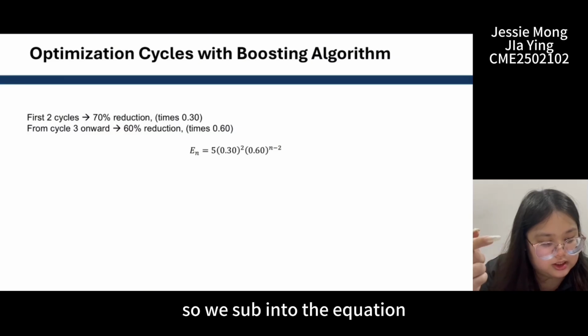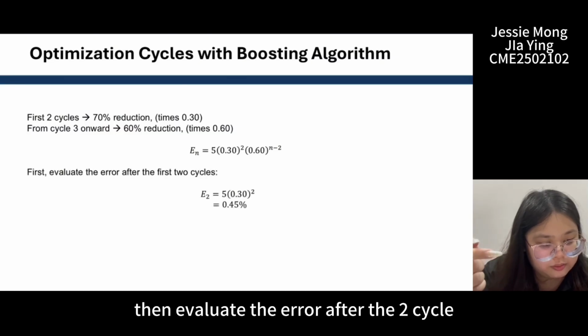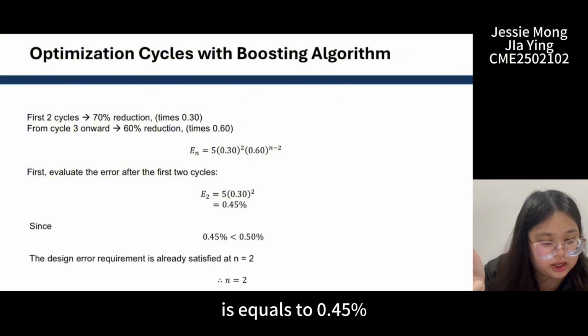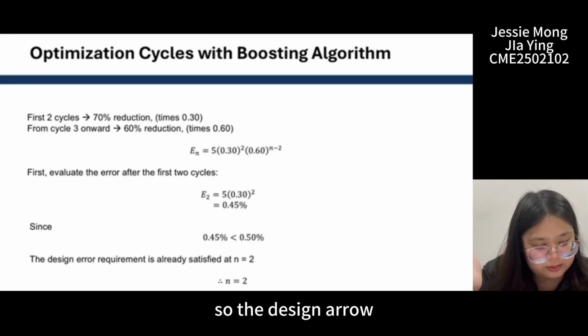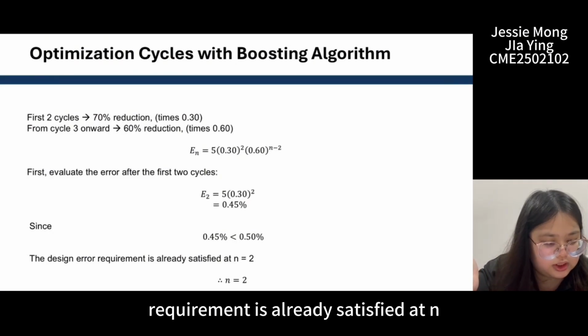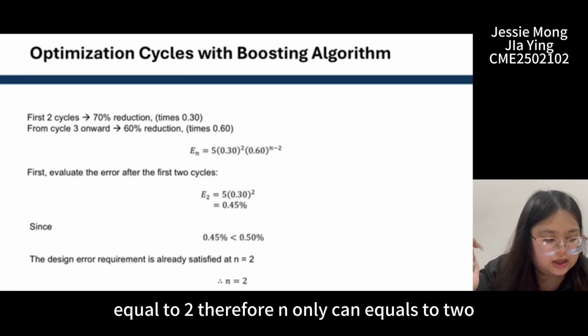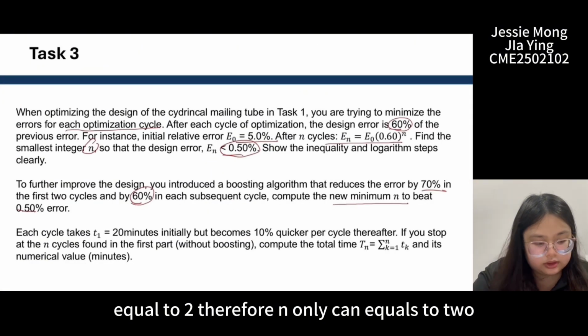So we substitute into the equation, then evaluate the error after the 2 cycles, which is equal to 0.45%. Since 0.45% is smaller than 0.50%, the design error requirement is already satisfied at n equal to 2. Therefore, n can only equal 2.